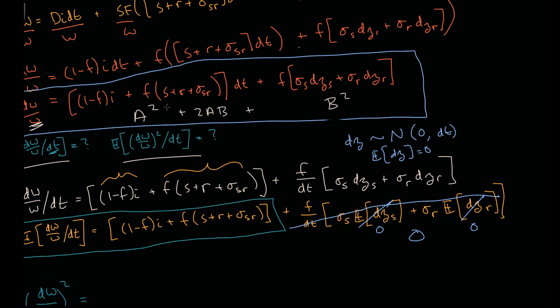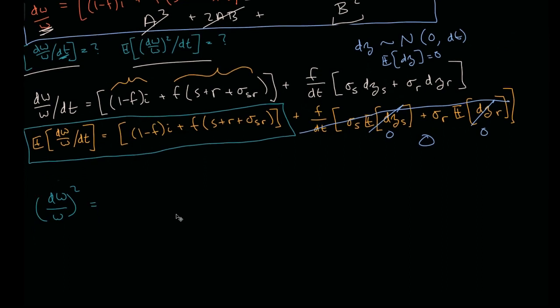Can we throw anything away? Yes, we can. dt squared is just 0, so A squared is 0. A times B is going to have dt times dz, so this is just 0. So all we need to find is B squared. So let's do it.